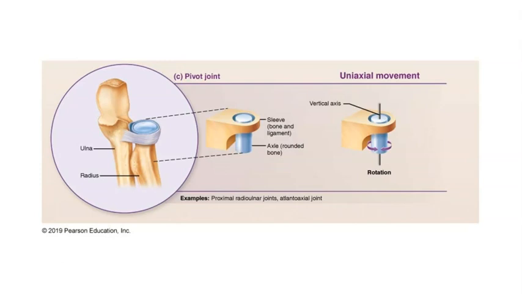The joint between the proximal radius and ulna, so that is the joint that's found between the radius and the ulna at the elbow, is what allows for the radius to rotate over the ulna during that pronation movement. Another example is the joint between the first cervical vertebra, which is called the atlas, and the second cervical vertebra, which is called the axis. And it allows us to laterally rotate our head from side to side.